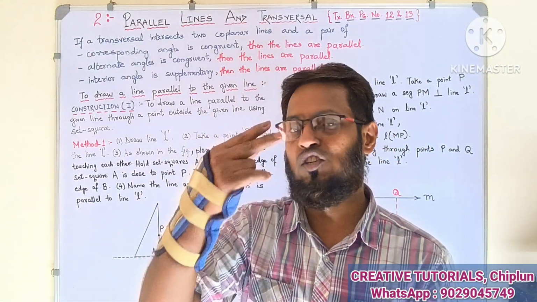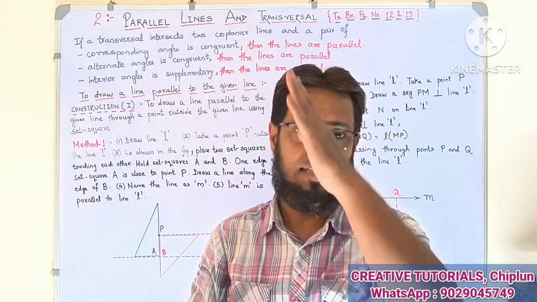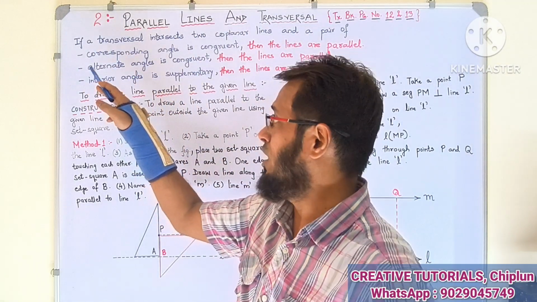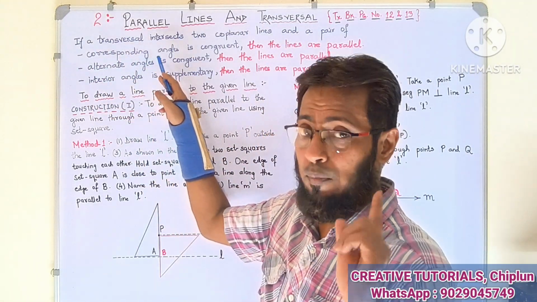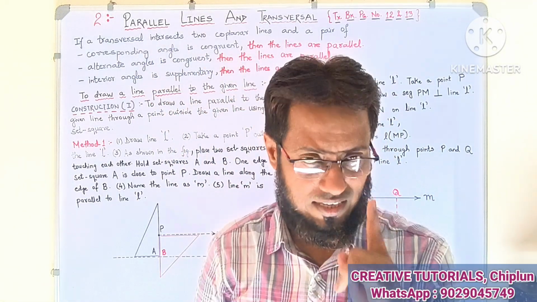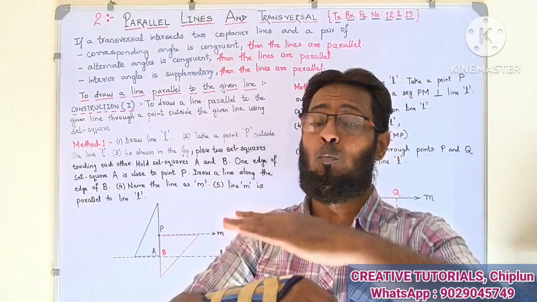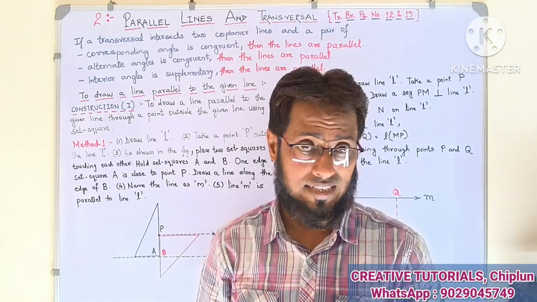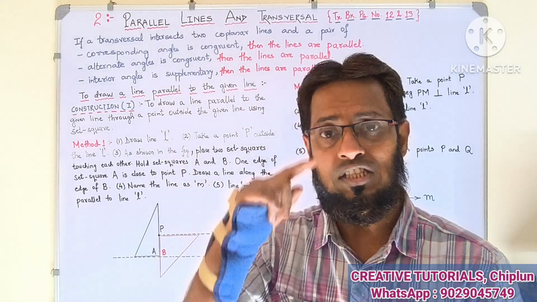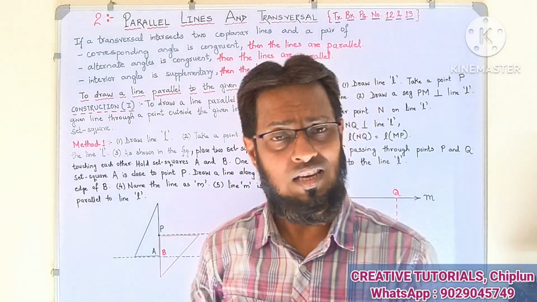The second condition is, if those two coplanar lines are intersected by one transversal and the pair so formed is alternate angles, and if that pair is congruent, then also those two lines are parallel. And the third condition is, when we have two coplanar lines and one transversal intersects them, one pair is also formed as interior angles. If the interior angles make a supplementary pair, then the lines are said to be parallel.